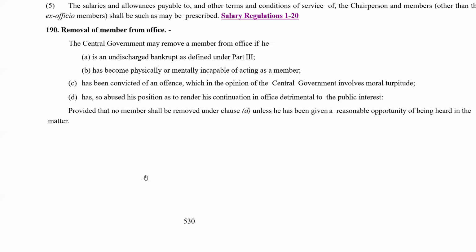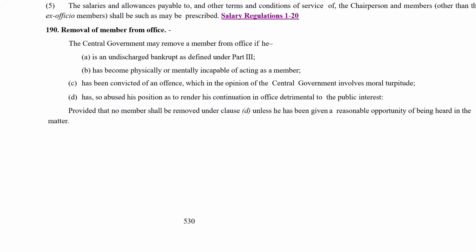रिमूवल ऑफ मेंबर फ्रॉम ऑफिस। The central government may remove a member from office if he is an undischarged bankrupt, if he has become physically or mentally incapable, if he has been convicted of an offense which in the opinion of the central government involves moral turpitude, has so abused his position as to render his continuation in office detrimental to public interest, provided that no member shall be removed under clause D unless he has been given a reasonable opportunity of being heard in the matter.